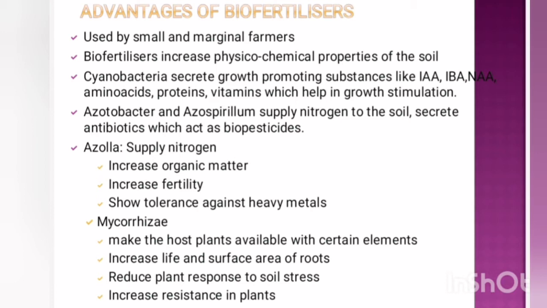Then the algal biofertilizers increase rice yield. Okay, another advantage. Then cyanobacteria secrete some growth promoting substances like NAA, amino acids, IBA, IAA, proteins, vitamins, etc. These all help in the growth stimulation. Okay, that is, these substances increase the growth of plant. Then another biofertilizer, that is Azotobacter and Azospirillum, supply nitrogen to the soil. And also it secretes some antibiotics. That antibiotic acts as biopesticides.